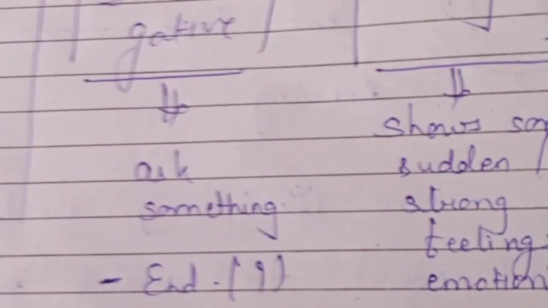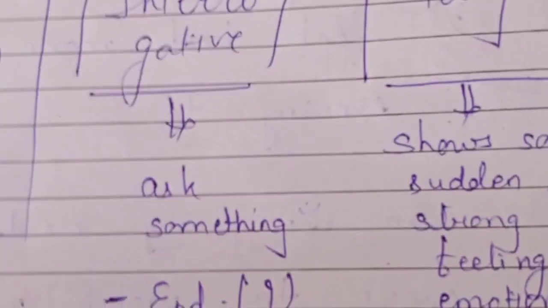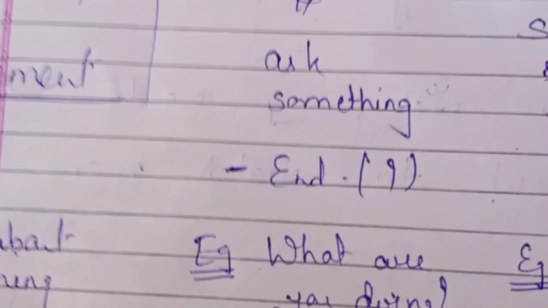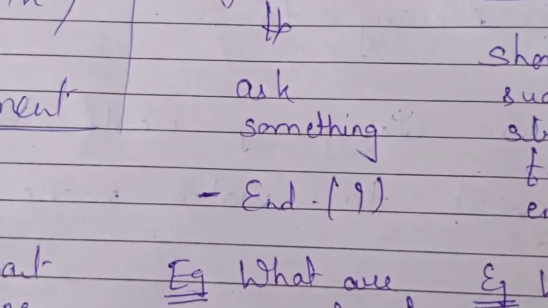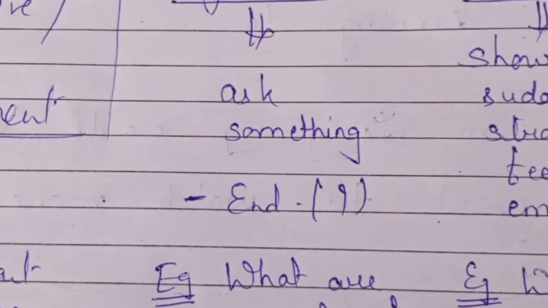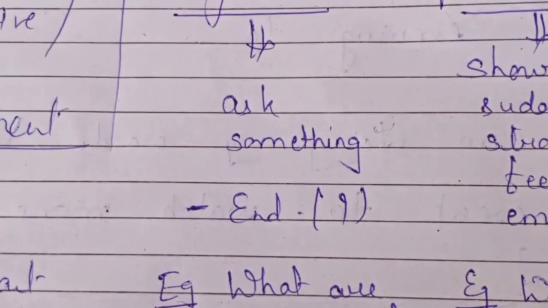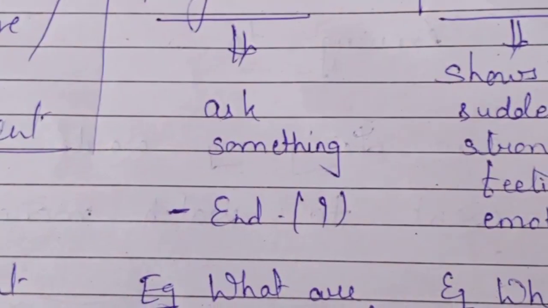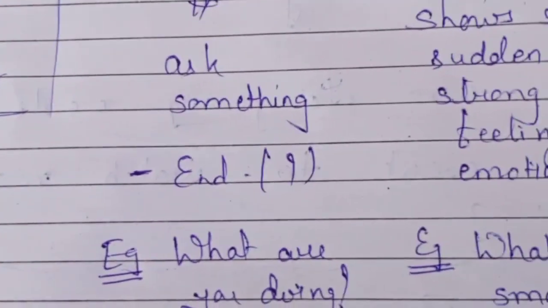Now second one. Interrogative. Interrogative sentence. Interrogative sentence means it asks something. Okay? It asks something. Fine? And it starts with a capital letter and ends with a question mark. Fine? Okay. For example, I have written one example for you.